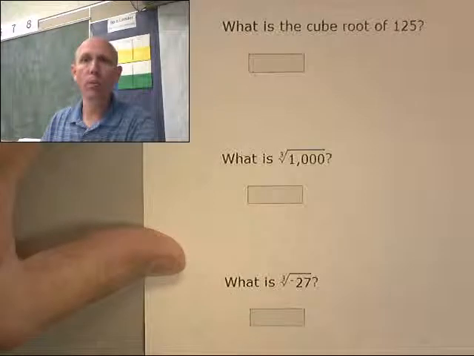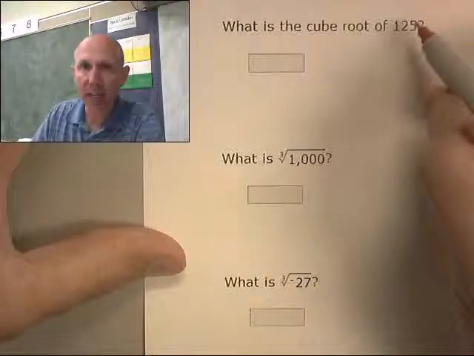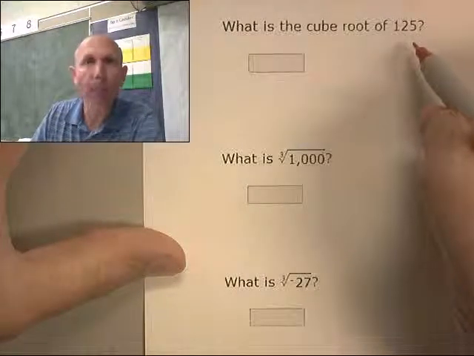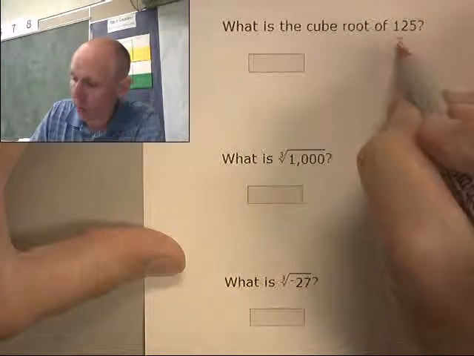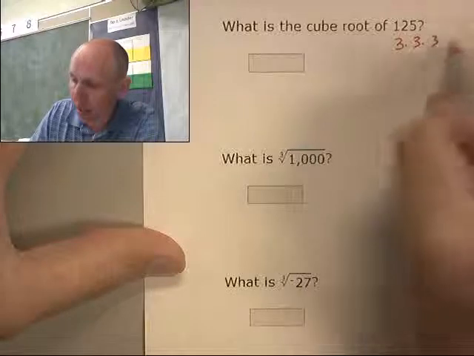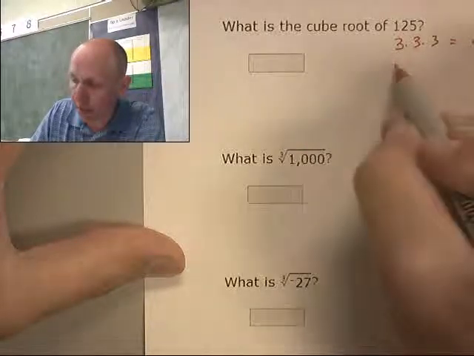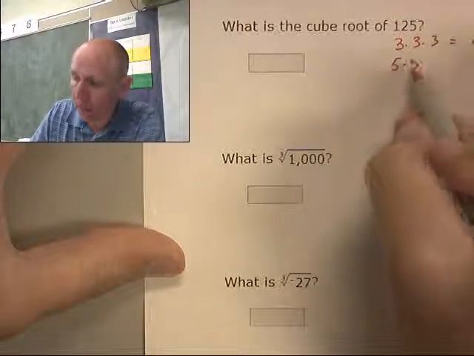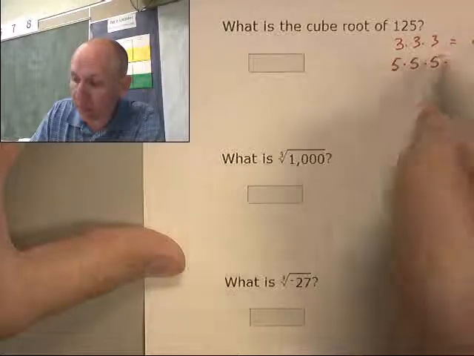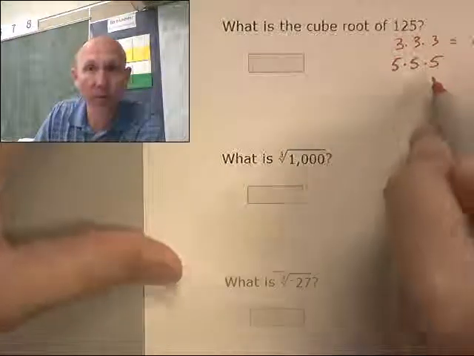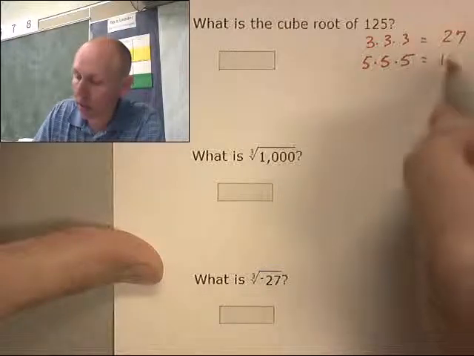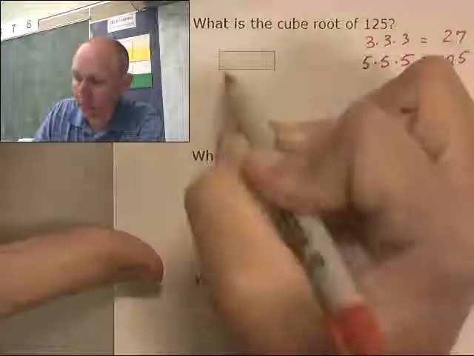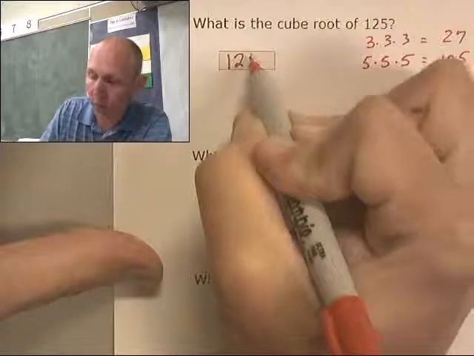What is the cube root of 125? So I need something that multiplied by itself 3 times is going to be 125. Well, I know that 3 times 3 times 3 is 27, so it's not 3. 5 times 5 times 5, 5 times 5 is 25, times 5 is 125. That's the cube root, 125.